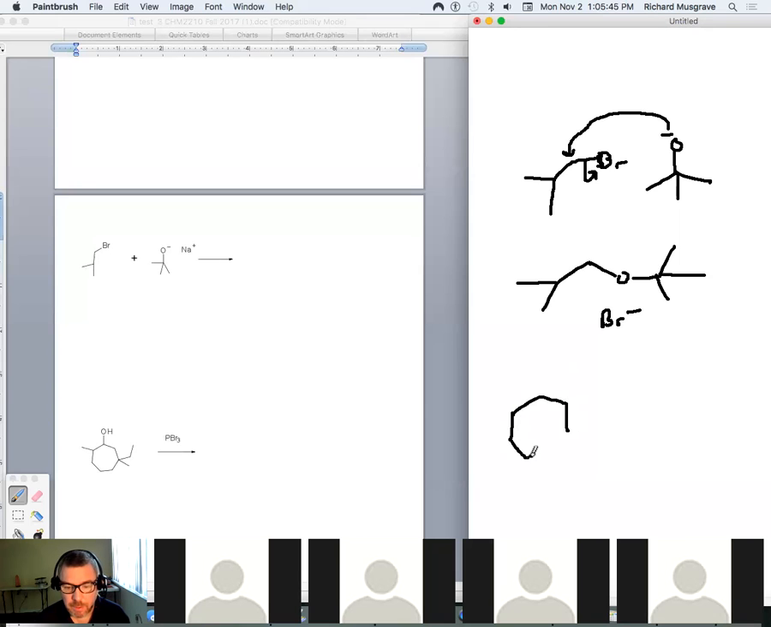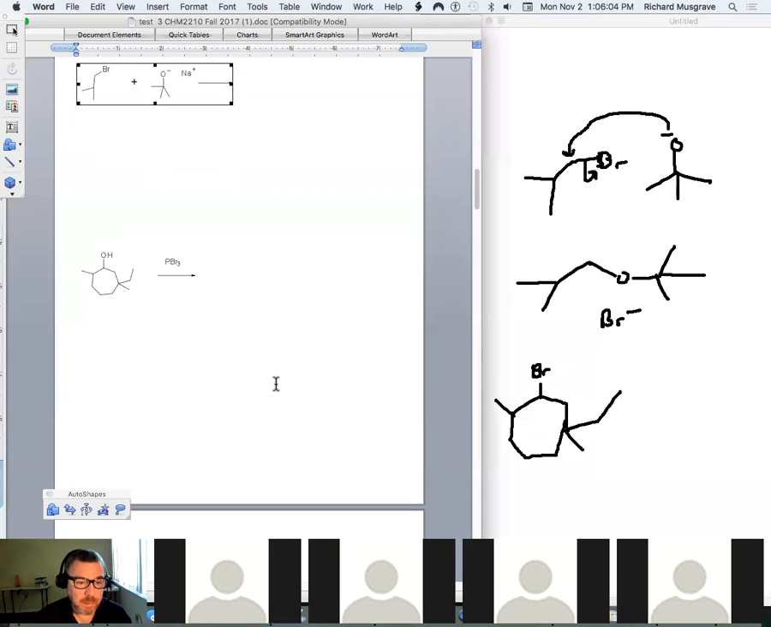Okay, so for the next one, I wouldn't do a mechanism for this one either. It's a very easy pattern. And I would just make that the Br, and that's it. And that's all I would show initially. If I have time, I would come back to it.